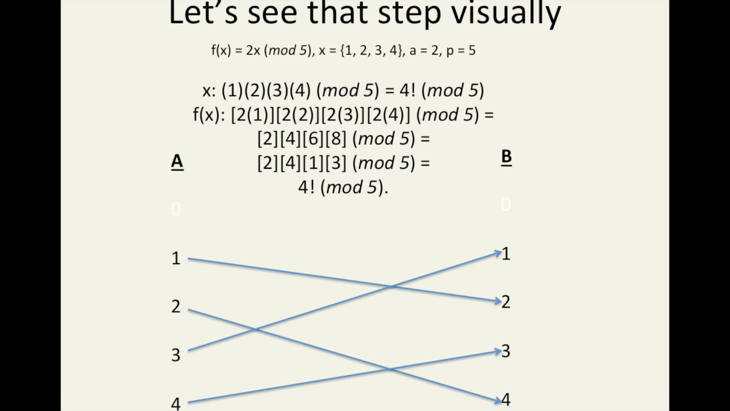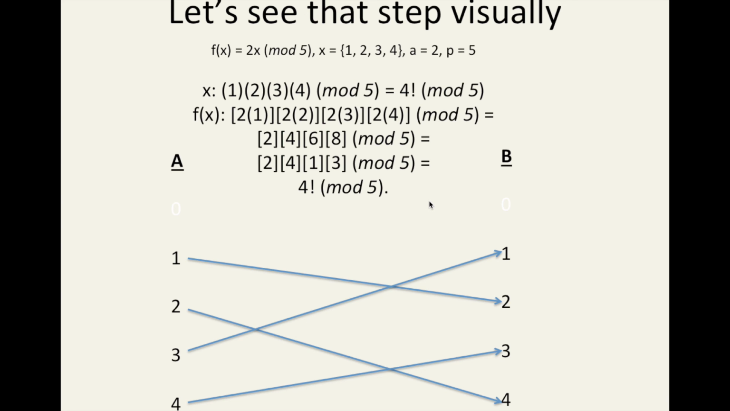To do that, we're simply going to plug in all the possible values of x. Since we know that f of x equals 2x, if we were to multiply all the values of f of x, it would simply be 2 times 1, 2 times 2, 2 times 3, 2 times 4, all in mod 5. And so we're going to simplify that. 2 times 1, 2 times 2, 2 times 3, 2 times 4 is simply 2 times 4 times 6 times 8 in mod 5, which we can then simplify in mod 5. So that's 2 times 4 times 1 times 3, which turns out is the same as 4 factorial.